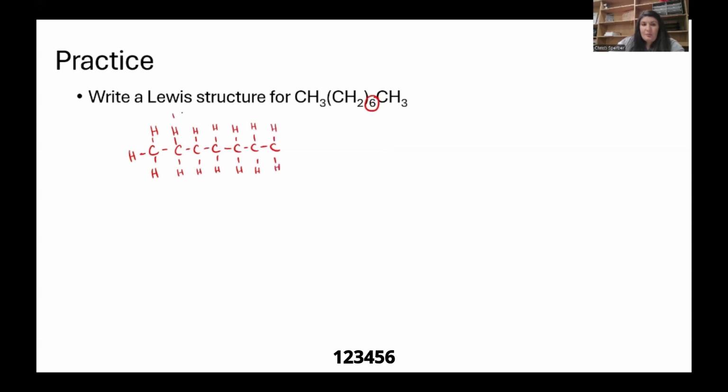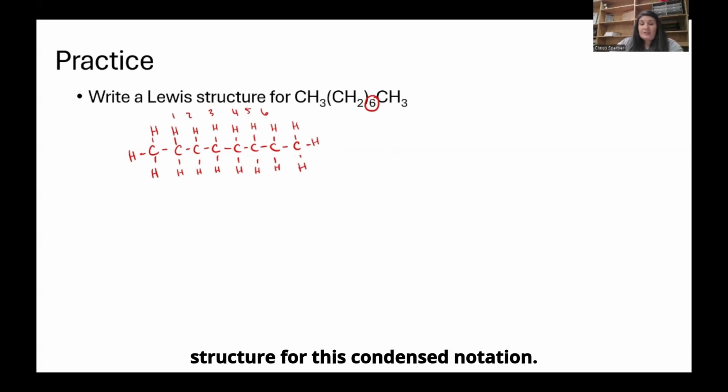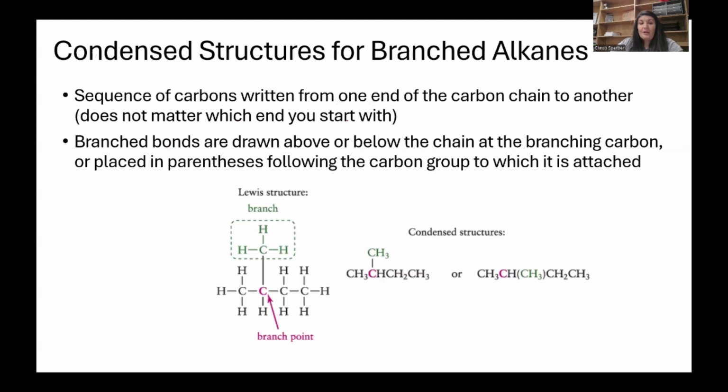This is 1, 2, 3, 4, 5, 6. And then on the right-hand side at the very end, I have another CH3 group. So that is the Lewis structure for this condensed notation. So then those are straight chained alkanes.